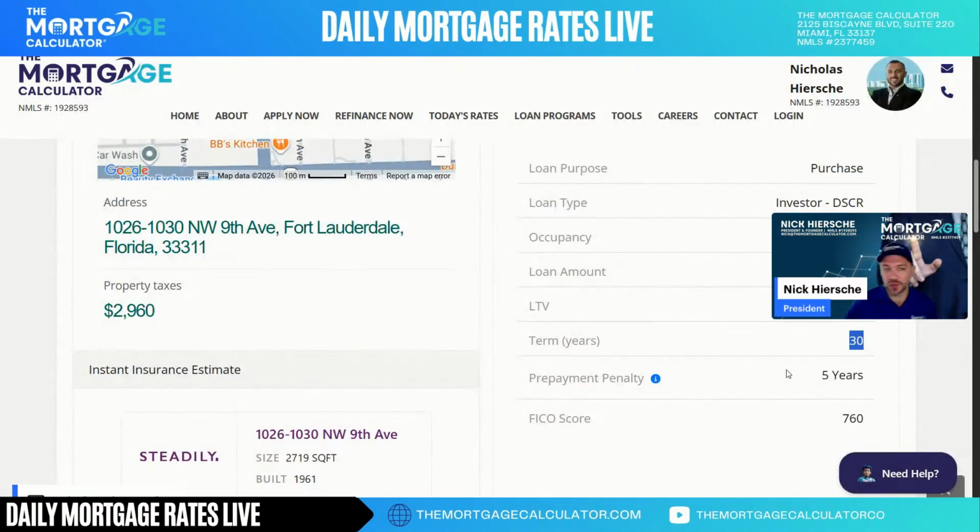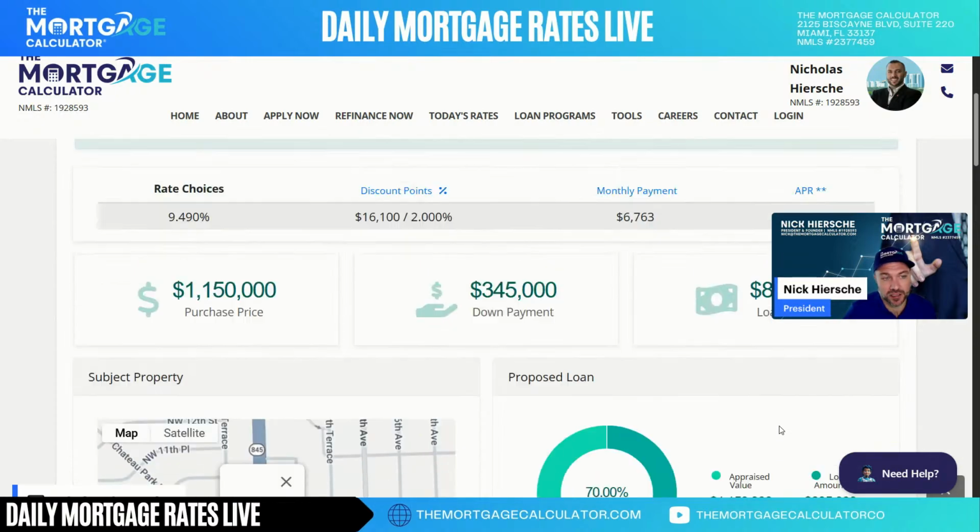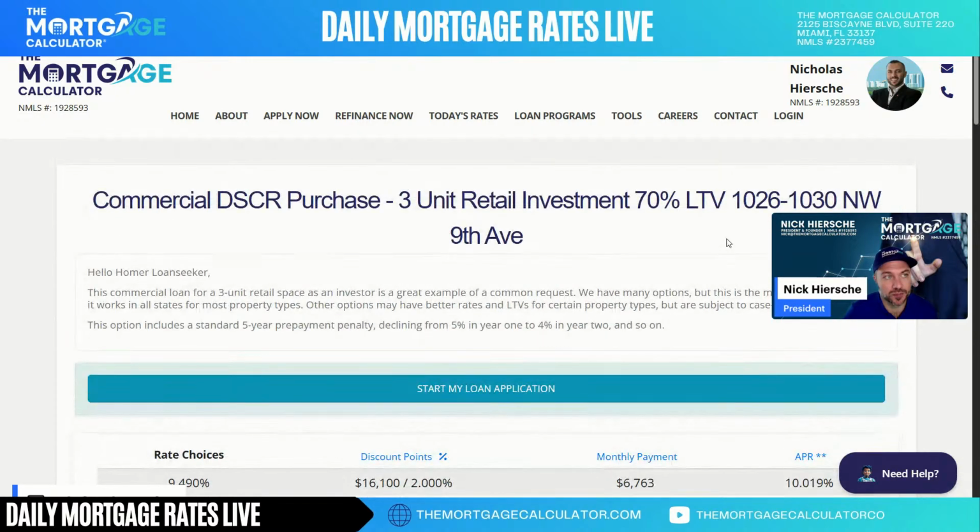A lot of commercial loans are balloons. These are very similar to our DSCR loans, just standard 30-year fixed loans, with a little bit higher rates and a little bit lower LTVs, to do a pretty standard DSCR loan here for a commercial property.